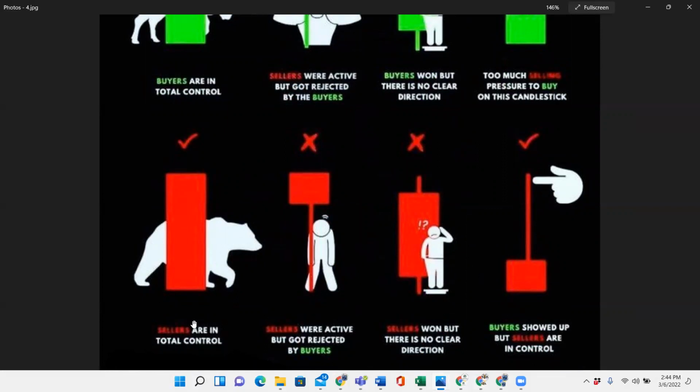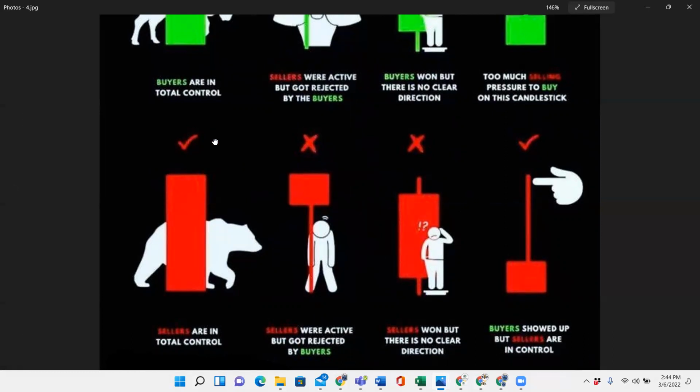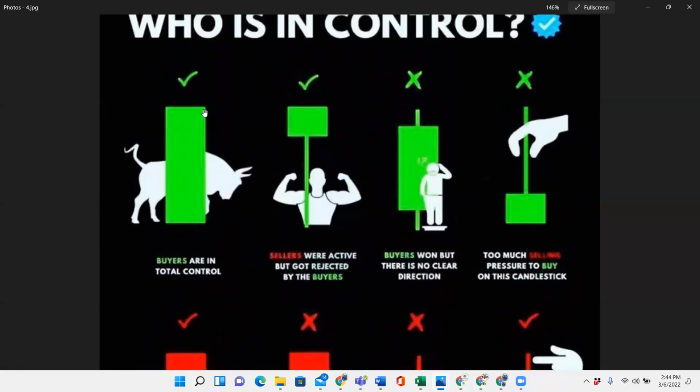Sellers are completely in control. Sellers were active, but got rejected by the buyers. Sellers won, but there was no clear direction. Buyers showed up, but sellers are in control. So we want to trade this candle for the bear. We want to trade this candle for the bear. Take a look at it one more time. Very good. So now for the bull, we want to trade this candle for the bull and then this candle next to it for the bull.